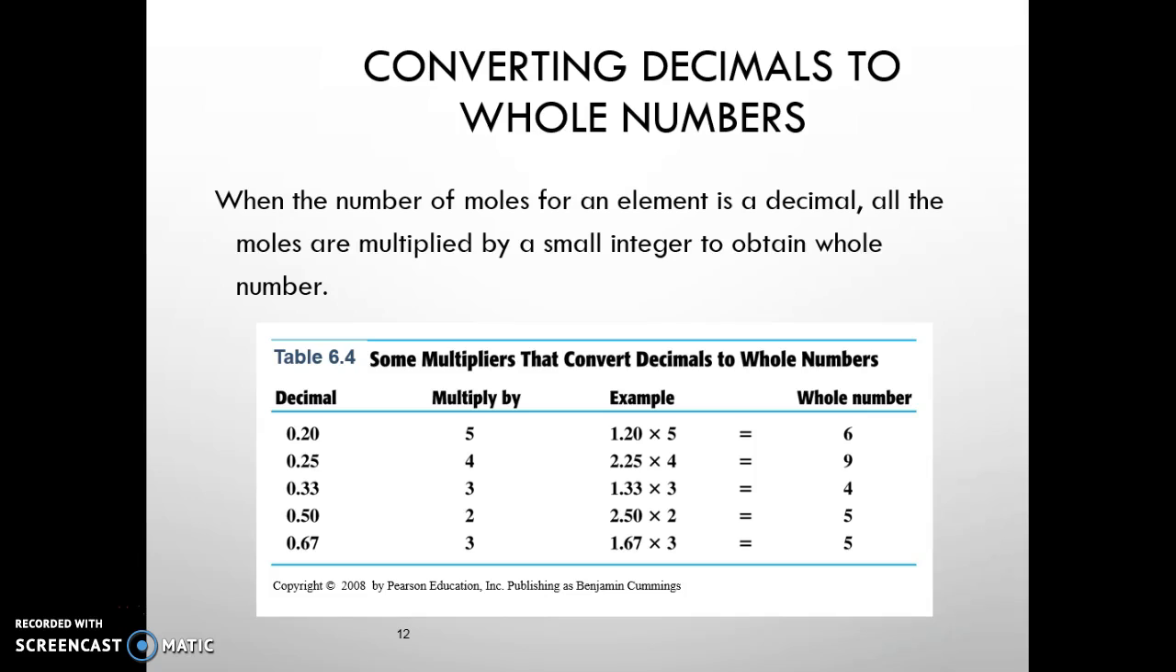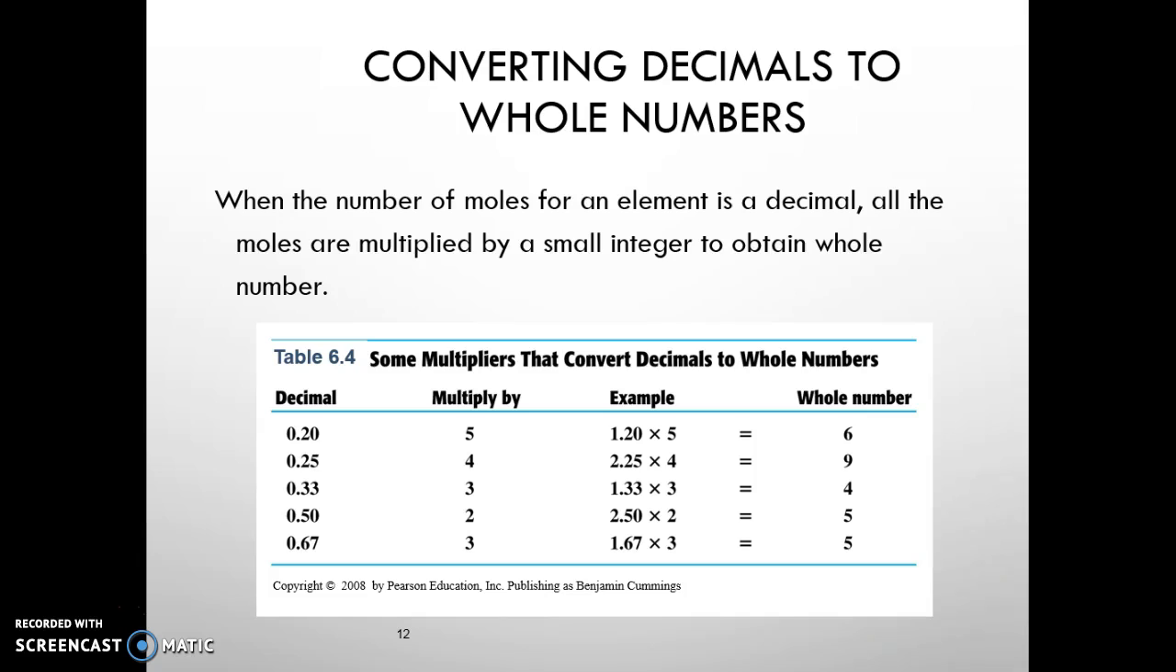So when the number of moles for an element is a decimal, all the moles have to be multiplied by an integer to get a whole number. So you can see over here, if the decimal ending is 0.2, we're going to multiply by 5 to get a 6. If the decimal number is 0.25, we're going to multiply by 4. That'll round us up to the nearest whole number. If it's 0.33, we're going to multiply by 3. If it's 0.5, we're going to multiply by 2. And if it's 0.67, we're going to multiply by 3 again. Okay? So these are the ways that we do that.